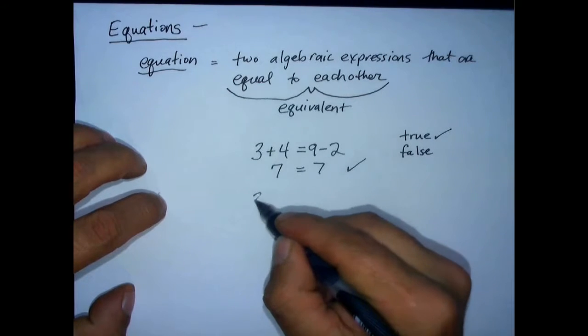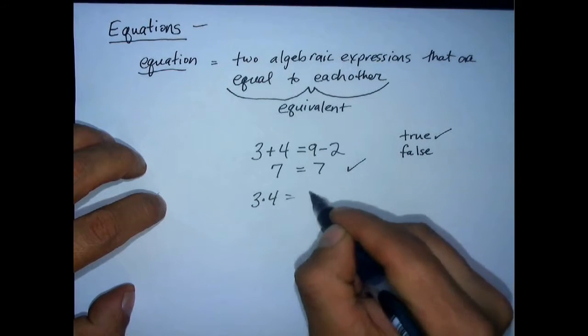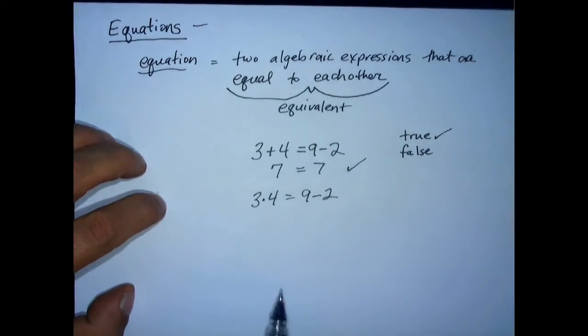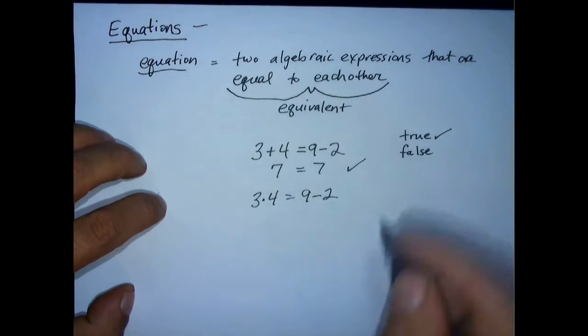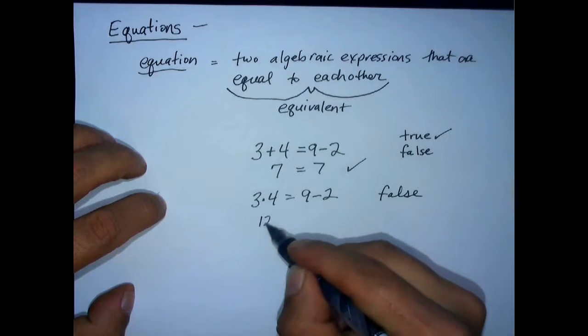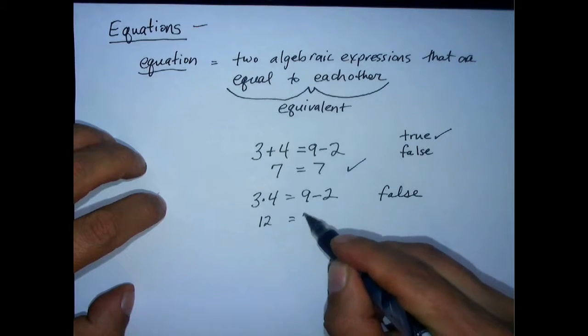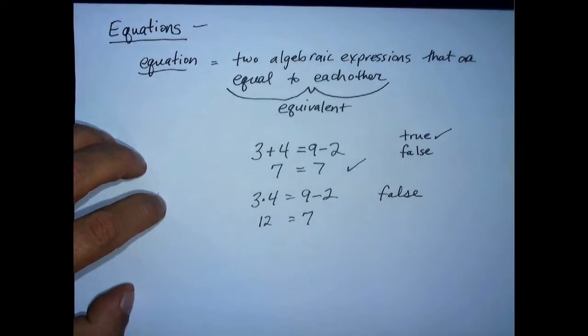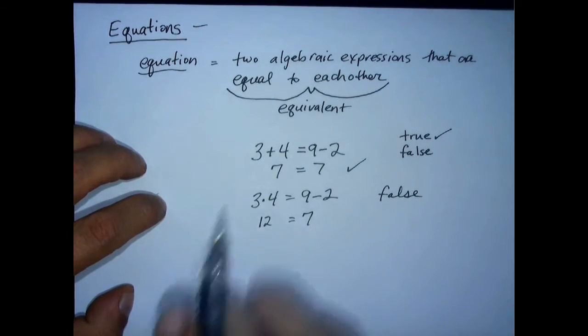How about this? 3 times 4 is equal to 9 minus 2. Is that a true equation? No. False. Because I simplify the left side, I get 12, and I simplify the right side, and I get 7. So this is a false equation. It's still an equation, but it's false.